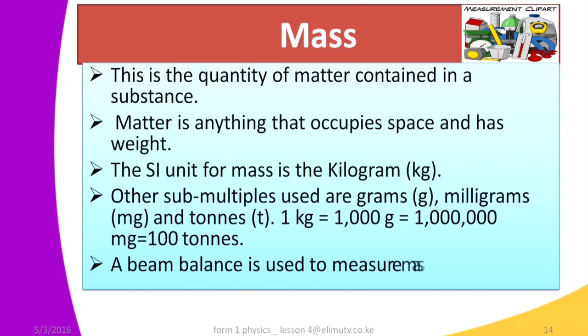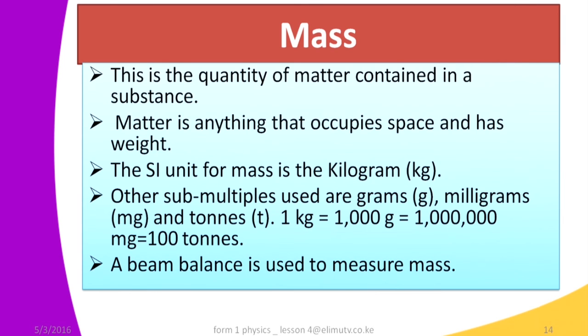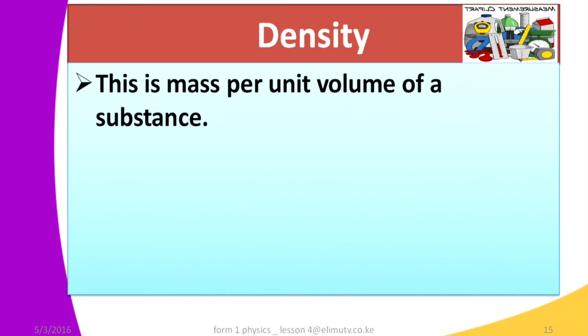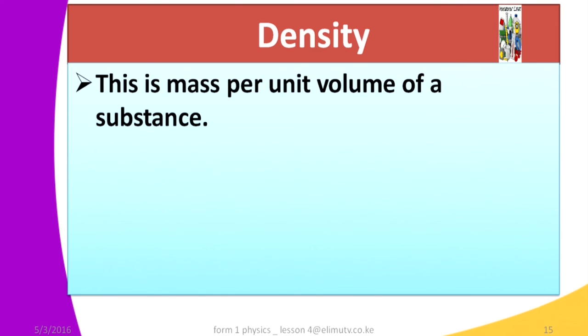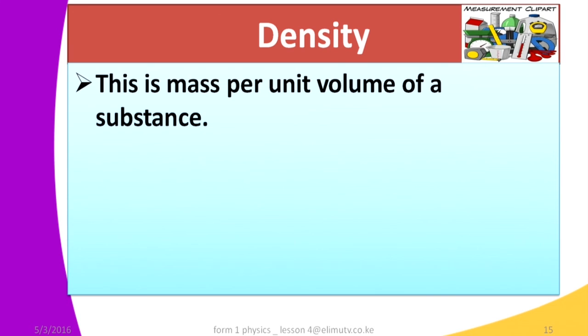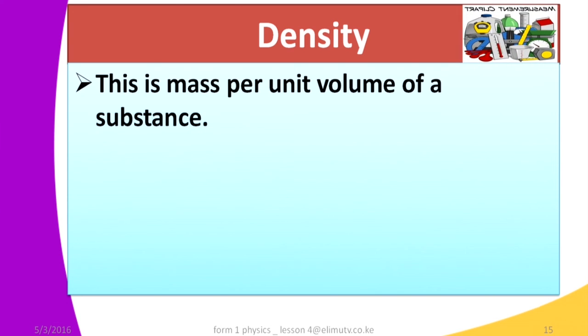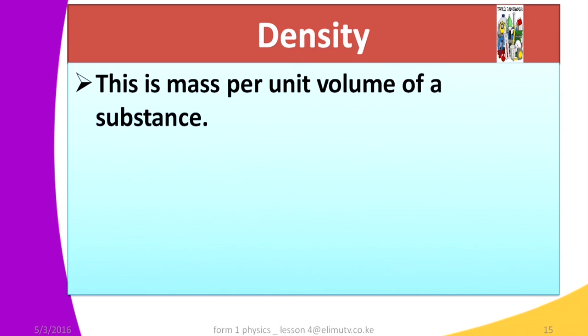Mass is measured by a beam balance. So moving on, we now want to look at density. Density is mass per unit volume of a substance. When you take the mass of a substance and divide it by the volume of the same substance, the quantity that you get out of that is what we call density. It's actually the ratio of mass and volume.